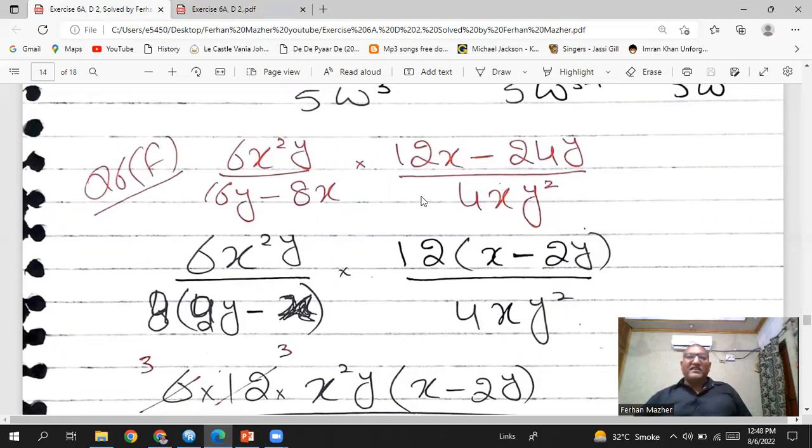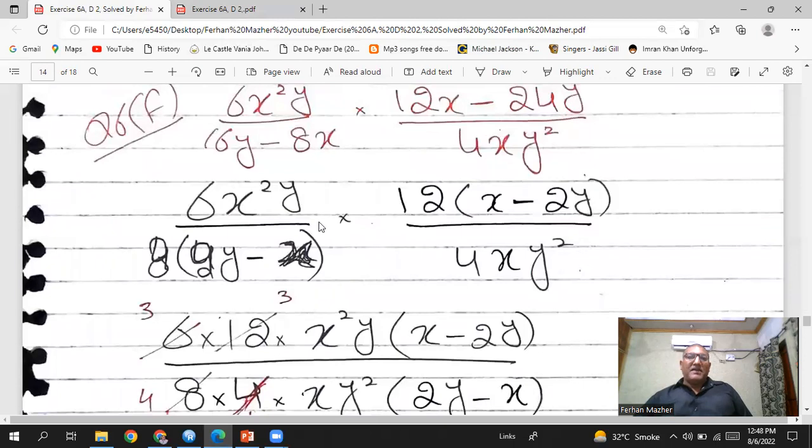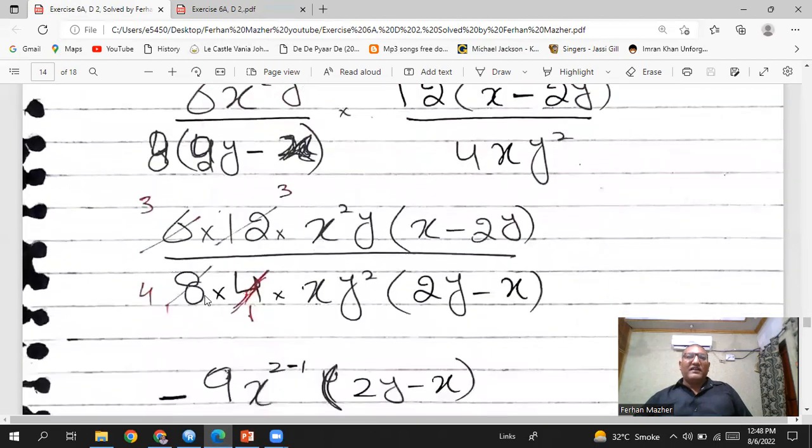So I hope you understand. From here, we have taken 12 common. From here, we have taken 8 common. Now, these two numbers I've written here, this x squared y bracket x minus 2y, and this is 8, this is 4, and you have xy square and then this bracket. So you can see these two brackets, they look same, but there's a difference of sign.